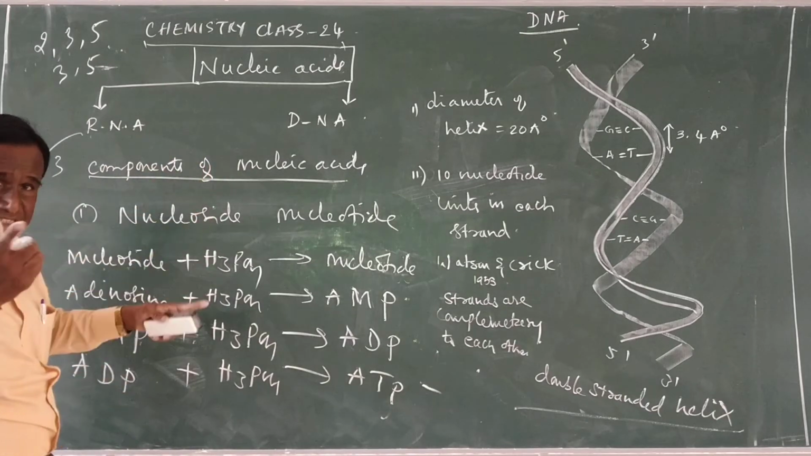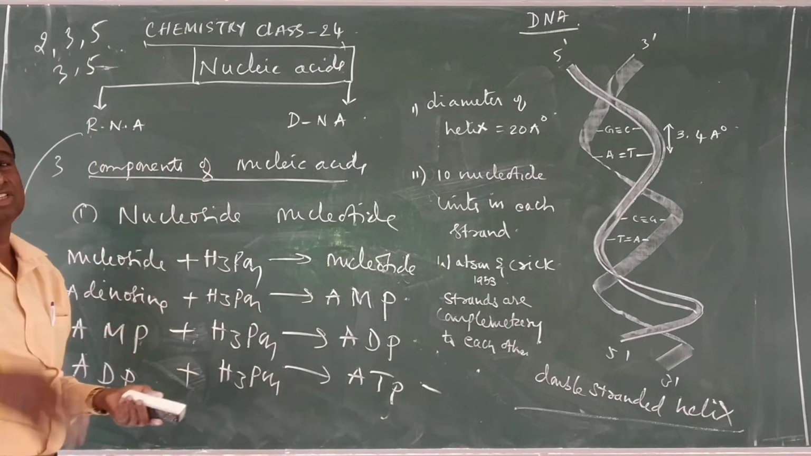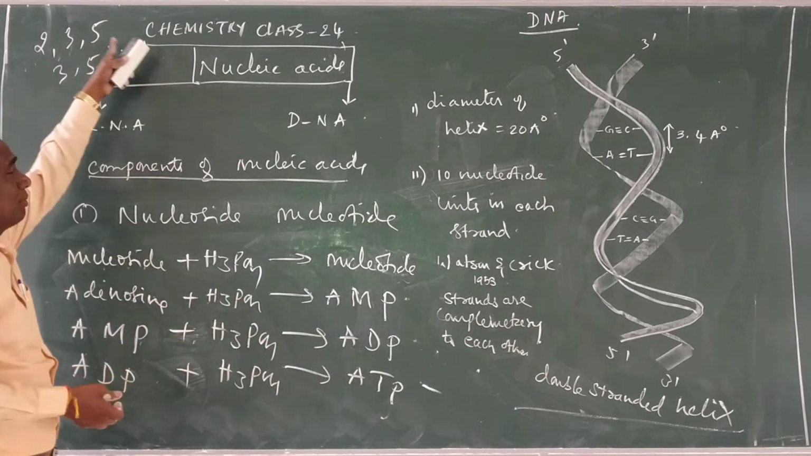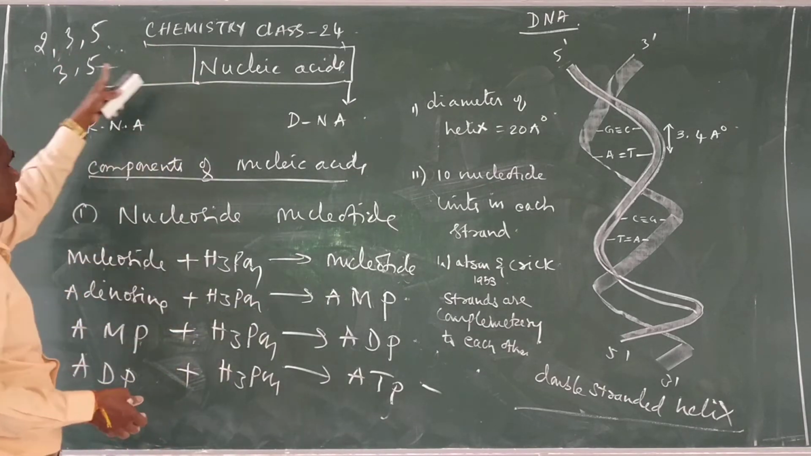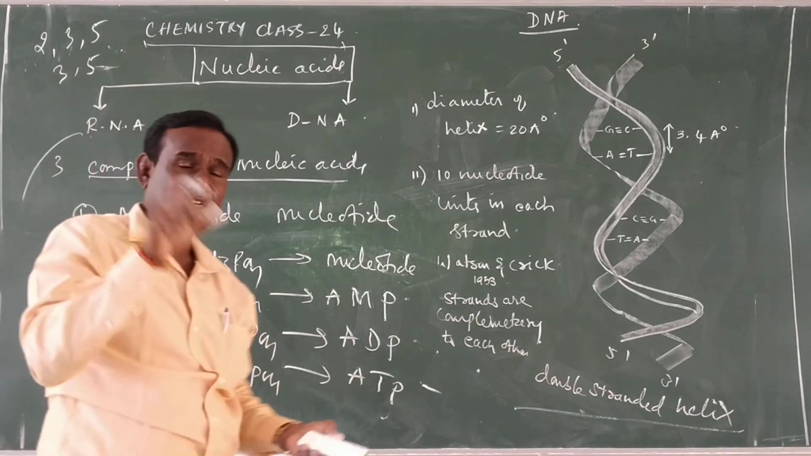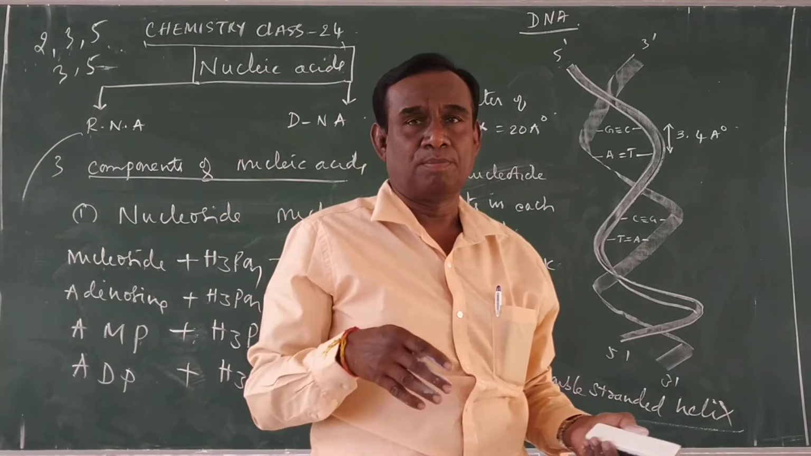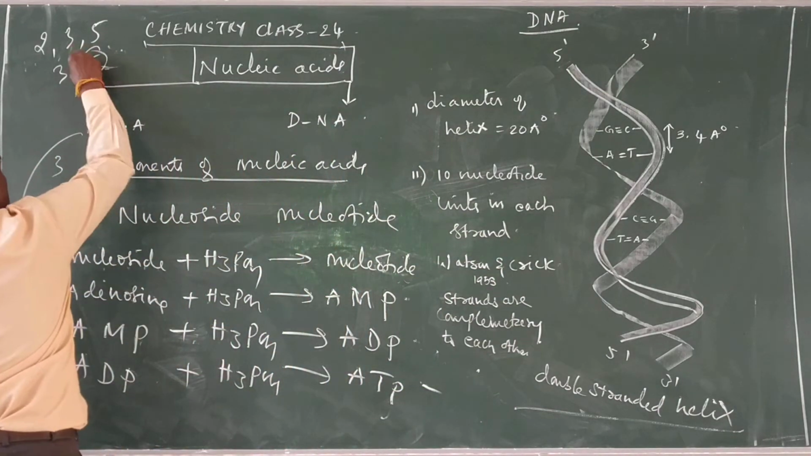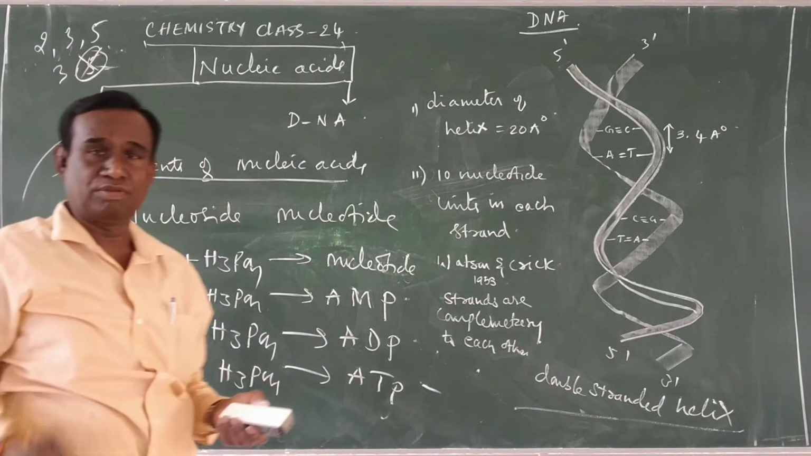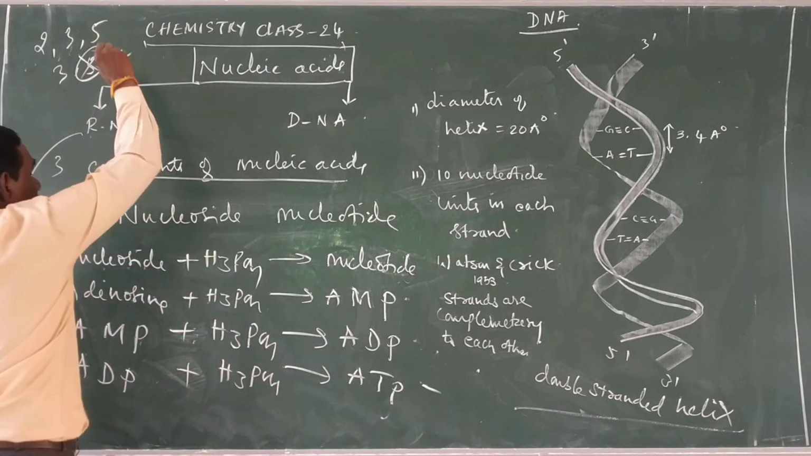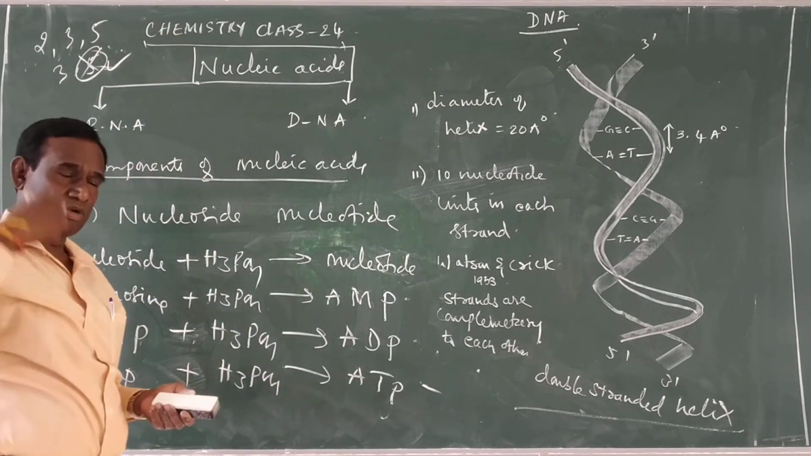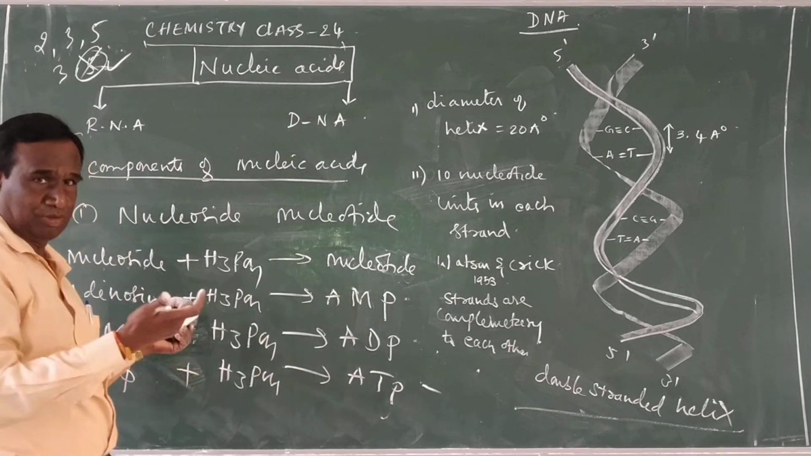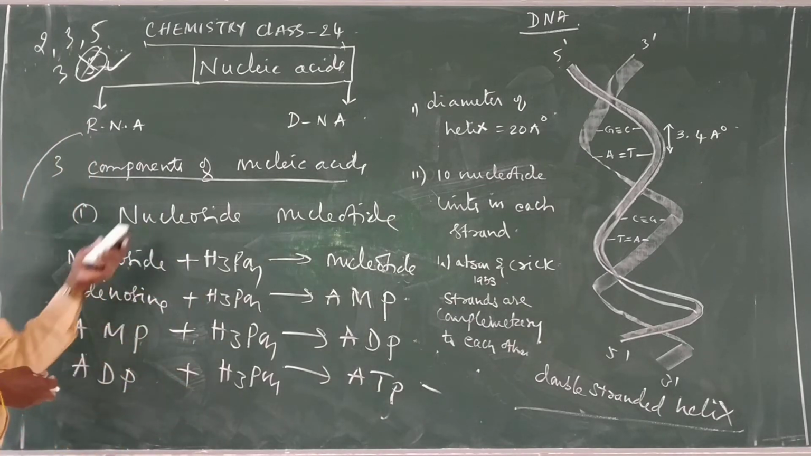Why? Because in deoxyribose, at the second position there is no oxygen atom. So phosphoric acid esterification takes place at the 2, 3, 5 positions of ribose or the 3, 5 positions of deoxyribose. The fifth position is the most phosphorylated position, where the highest phosphoric acid esterification takes place. This is how a nucleotide is formed.